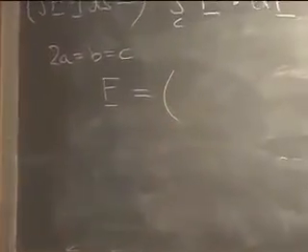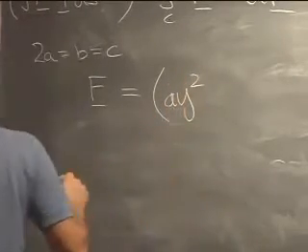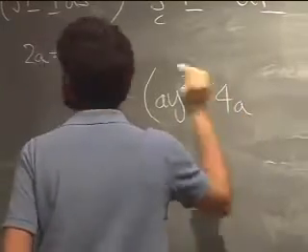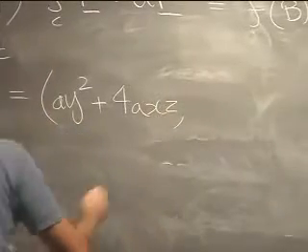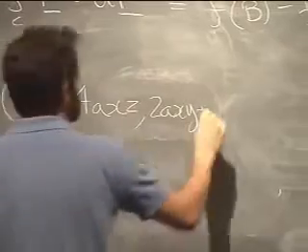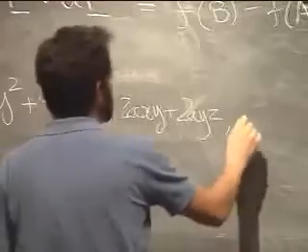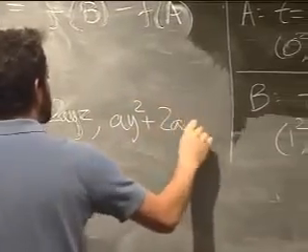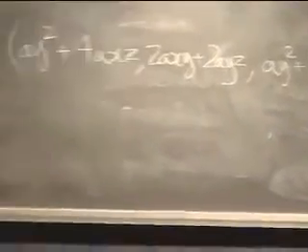Anyway, enough babbling. f would then be ay squared plus 2cx, but c is 2a, so this is actually going to be 4axz, comma. b is 2a as well, so you get 2axy, plus c is 2a as well, 2ayz. And then finally you have ay squared plus 2ax squared, because c is that. So what we need to do is we need to find this.